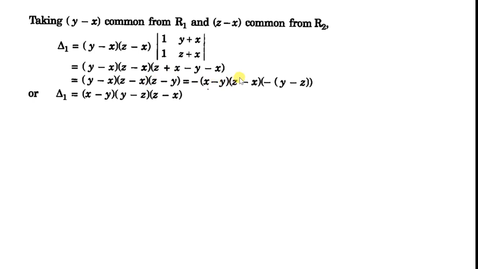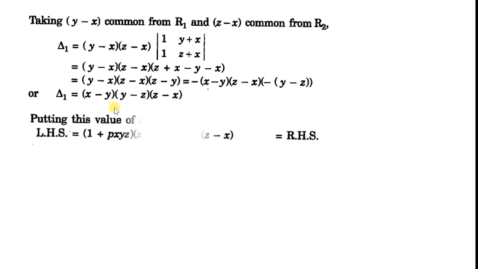So it becomes x minus y, z minus x, and take the minus sign common, and from here also we have taken the minus sign common, and it becomes y minus z. So delta 1 is x minus y, y minus z, z minus x, and put it in the previous expression.